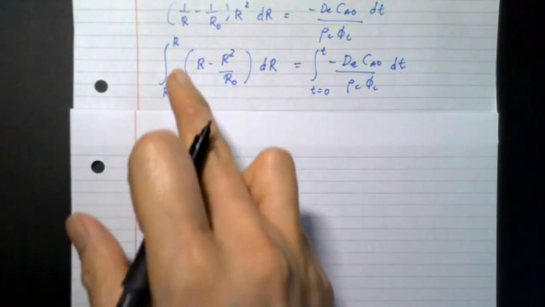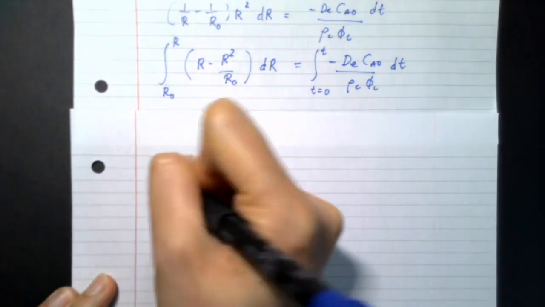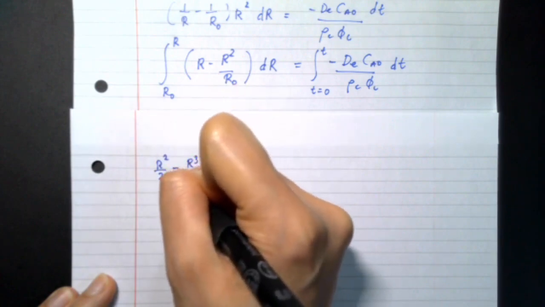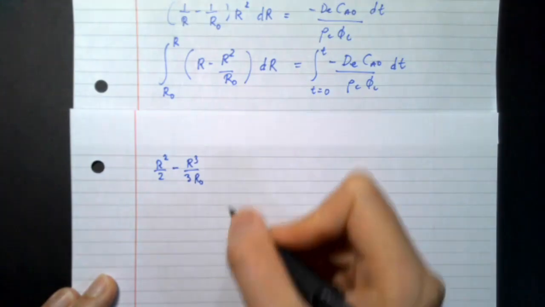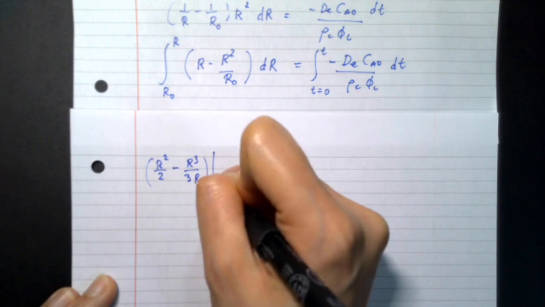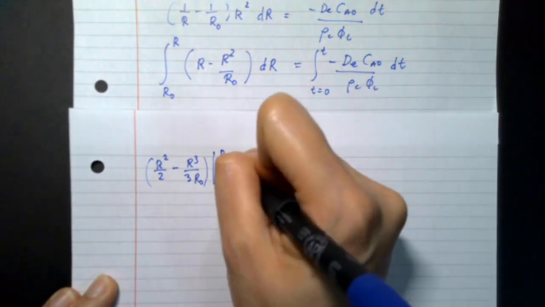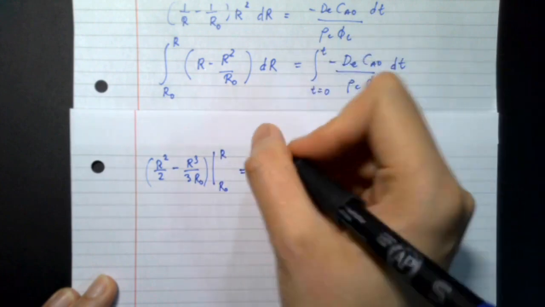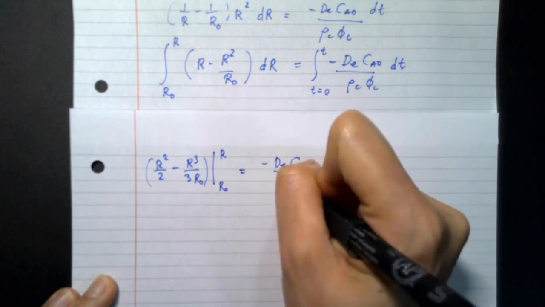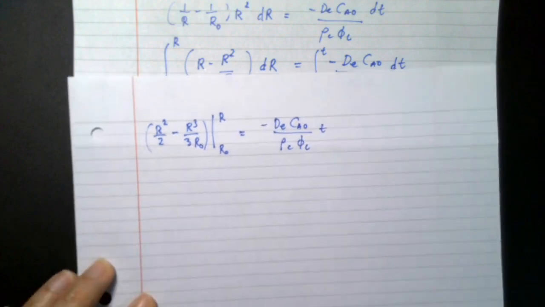So evaluating the integral, we'll have R squared over 2 minus R cubed over 3 R naught, and this is being evaluated from R0 to R. Then the right-hand side, we'll have negative dE CA0 rho C phi C times T.